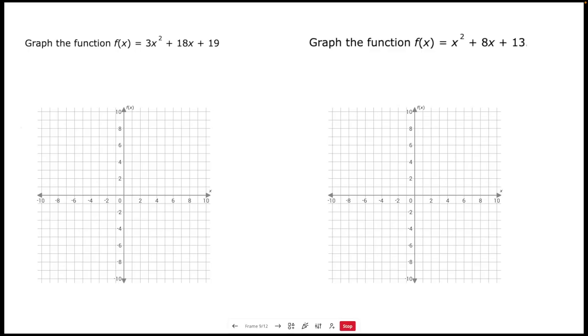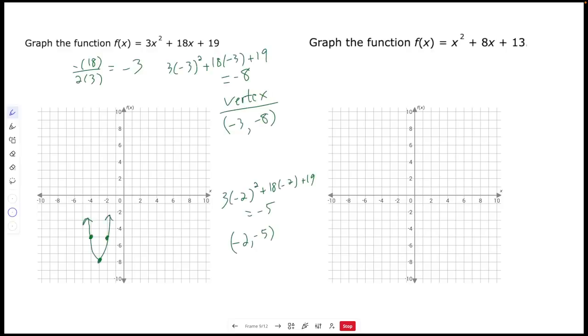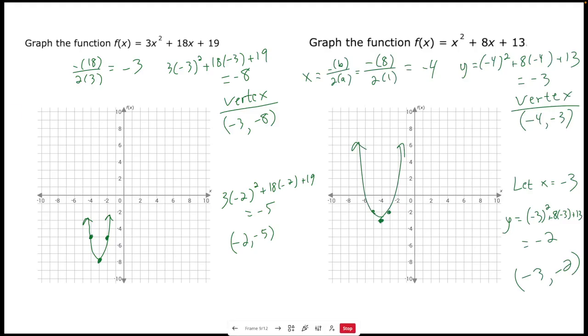Okay, now that you've had time to work these problems, let's check your solutions. For the first problem, you should have gotten a vertex at -3, -8, and then I tried plugging in -2 and got -5. So here is your graph. And for the second problem, you should have gotten a vertex at -4, -3. I tried plugging in -3 and got out -2, so that was my second point. And here is the graph.